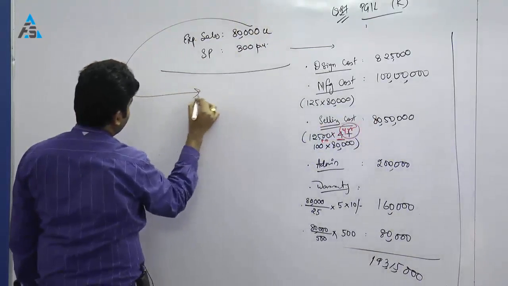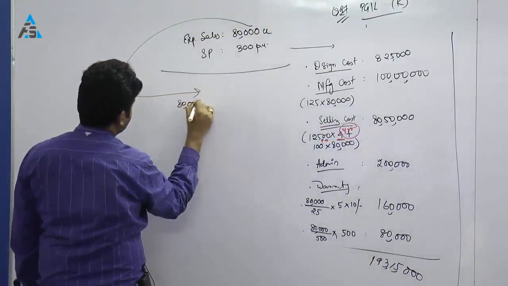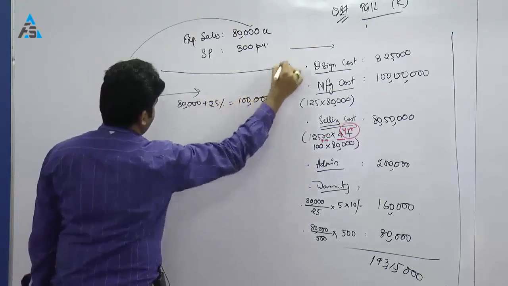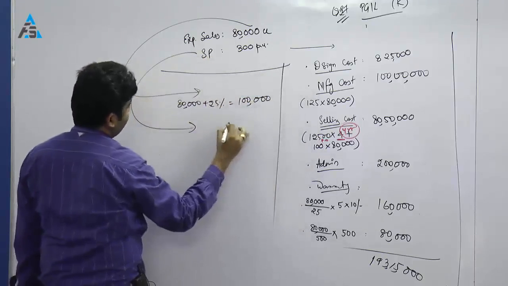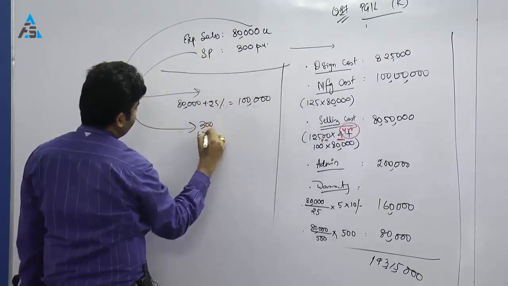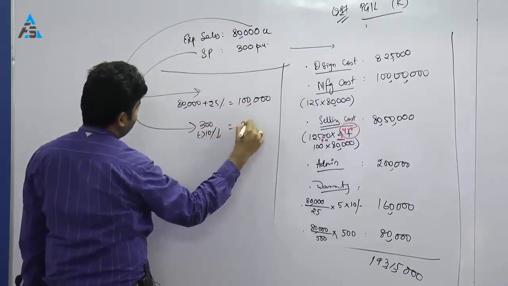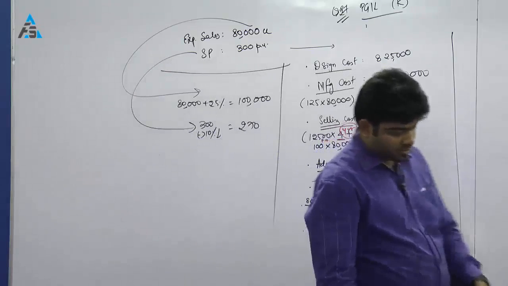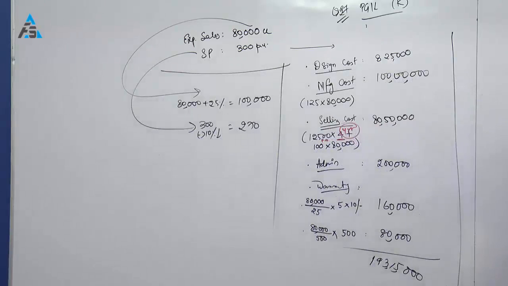So this will become, from 80,000 at 25%, 1 lakh, and this selling price from 300, with a 10% reduction, will become 270. So this is the total sales that now we are expecting.